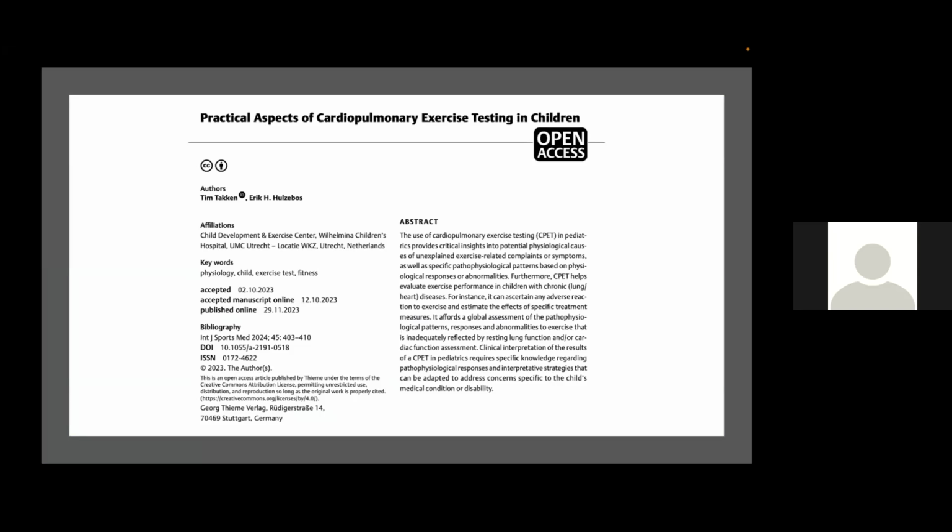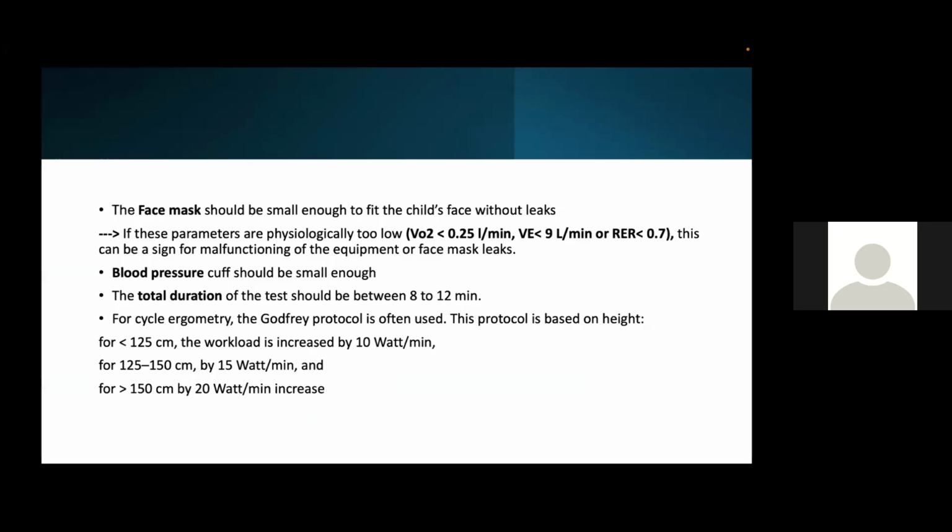This is a very nice article. I recommend you to read it. It's talking about practical aspects of cardiopulmonary exercise testing in children. It was published in 2023. And I will highlight some key points from this article.